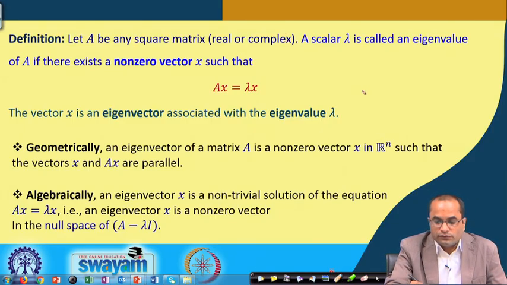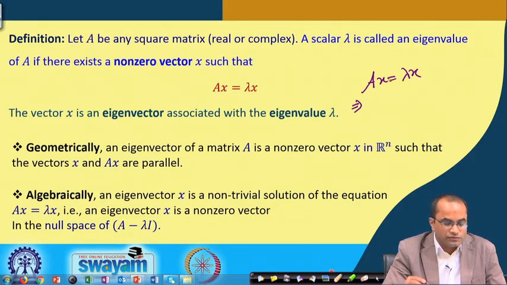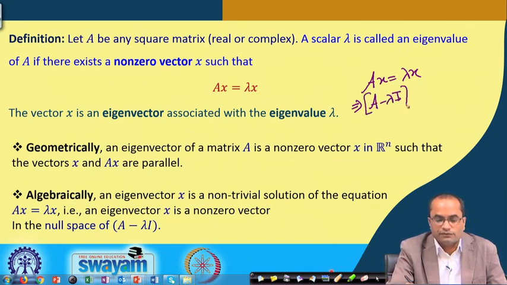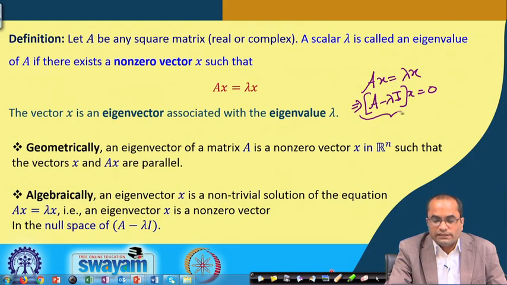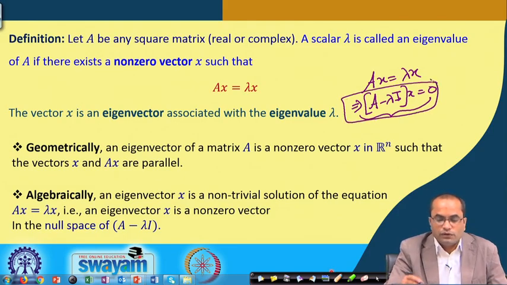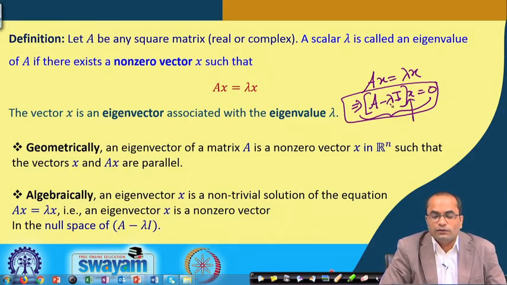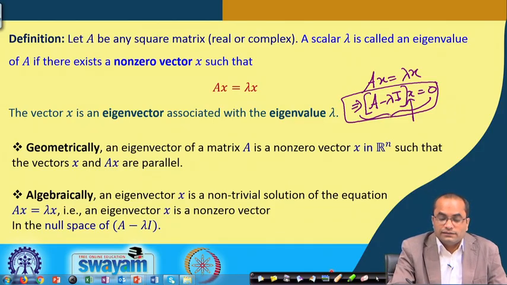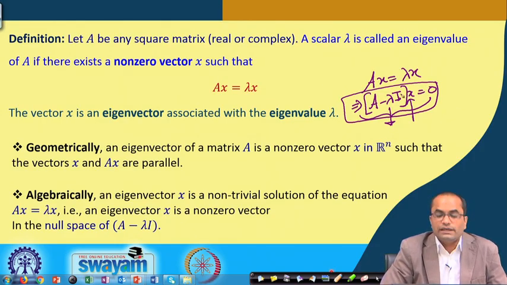So, in A x is equal to lambda x, what we can do is bring the lambda x term to the left hand side. So, we have A minus lambda with the identity matrix, because we need to subtract from A, we also have to introduce the identity matrix, and then x is equal to 0. So, basically we are looking for the non-trivial solution x of the system of linear equations A minus lambda I x is equal to 0, and this is exactly the definition of the null space of A minus lambda I.